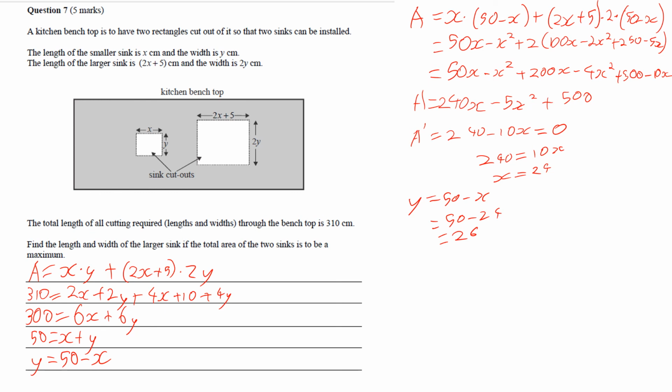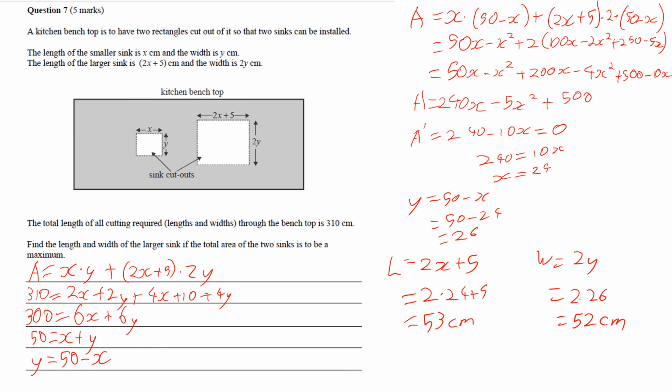But the question didn't want us to find x and y. The question wanted us to find the length and the width of the largest sink if the total area of the sinks is to be a maximum. So I found x and y if the area is to be a maximum, but this isn't the length and width. So my length is 2x plus 5, which is 2 times 24 plus 5, which is 53 centimeters. And my width is 2y, which is 2 times 26, which is 52 centimeters.